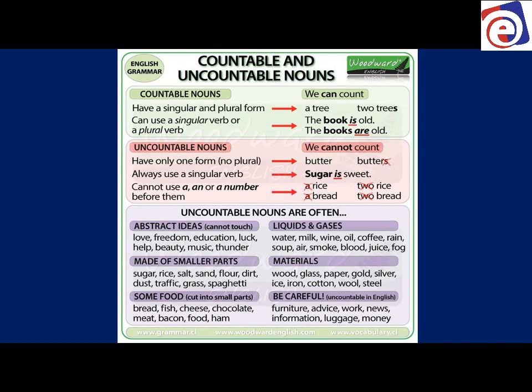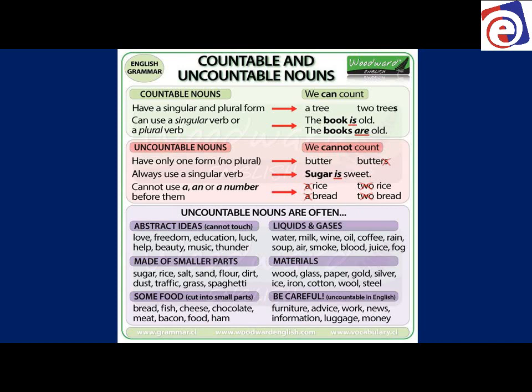We can use a singular verb or a plural verb. The book is old. 1 book. We use is. The books are old. You need to say books. It's plural, so you need the S. So with singular, we use a singular verb, and with plural, we use a plural verb. The book, singular, is old. The books, plural, are old.